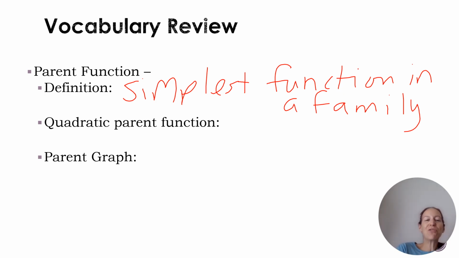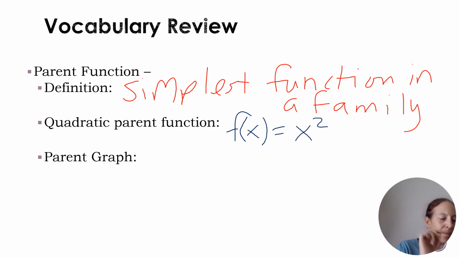When we're talking about a family of functions, what we mean is a collection of functions that share certain key traits. They can be certain points, a way that they behave when we graph them, or a way that we solve them. The parent function is the simplest function in that particular category. So for a quadratic, the simplest function in the family of quadratics is f of x equals x squared.